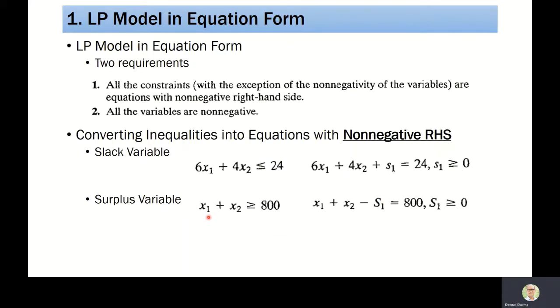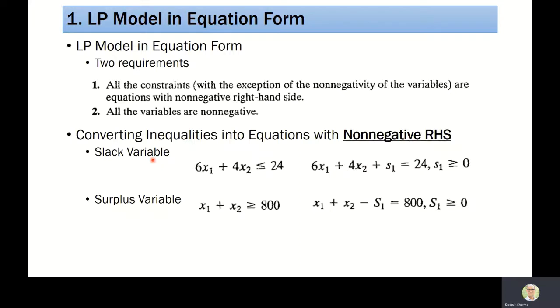Let me take another constraint, written as x1 plus x2 greater than or equal to 800. This sign is different from the smaller than sign. It says the left hand side could be greater than or equal to 800, meaning that if I have x1 plus x2, and introduce a variable, say capital S1, and subtract it, the surplus amount, then it will equal 800. And this surplus variable should be greater than or equal to 0.